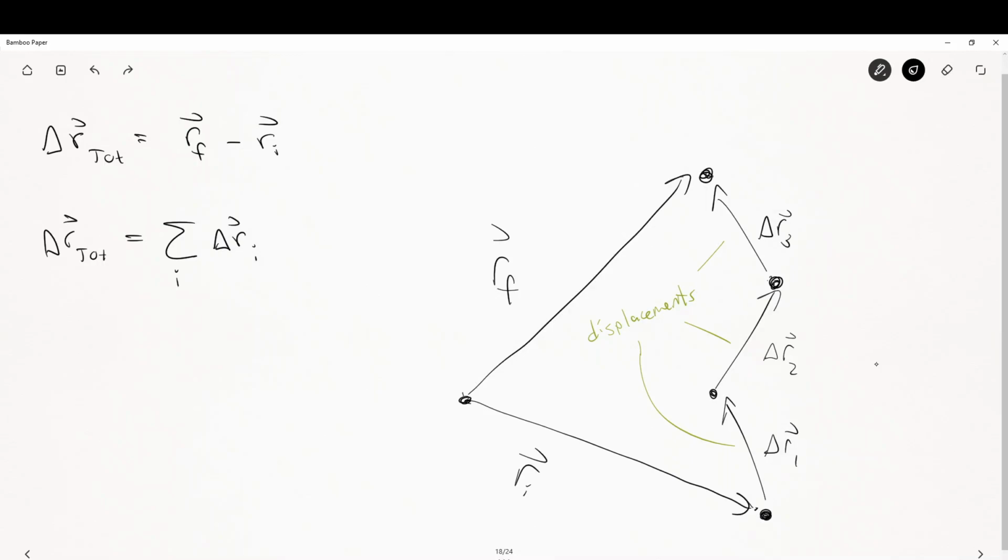Now, these displacements can happen over time at different rates. So for instance, maybe this one could hypothetically be very fast, and this one could hypothetically be very slow. And we want to be able to account for that in our description of motion. It's not good enough just to say what path something took. It absolutely matters to talk about how long it took to do so.